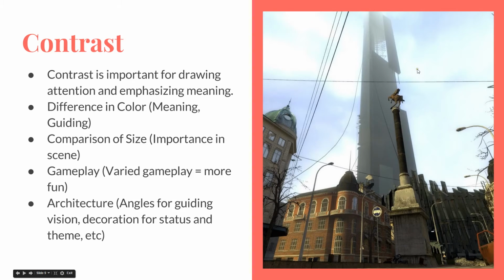There are also differences in color, which not only guide the player. So, for example, red means go away, or that there's been a problem. Usually yellow means come here. And there's also differences in gameplay, for example, like when you're going from one really quiet room where nothing has happened into like a big boss fight.